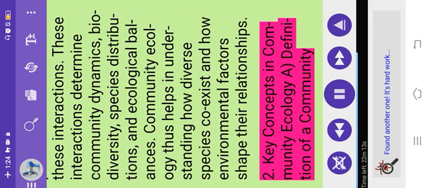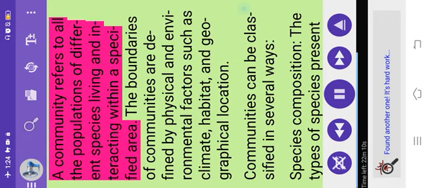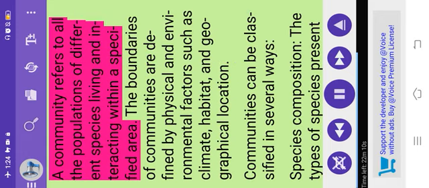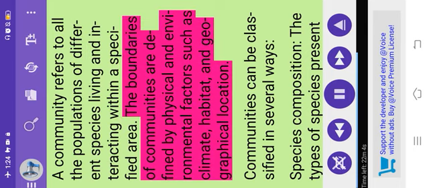2. Key concepts in community ecology. A. Definition of a community. A community refers to all the populations of different species living and interacting within a specified area. The boundaries of communities are defined by physical and environmental factors such as climate, habitat, and geographical location.